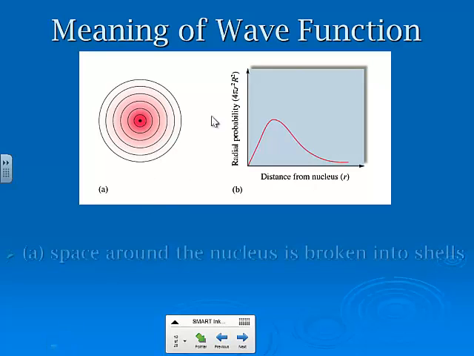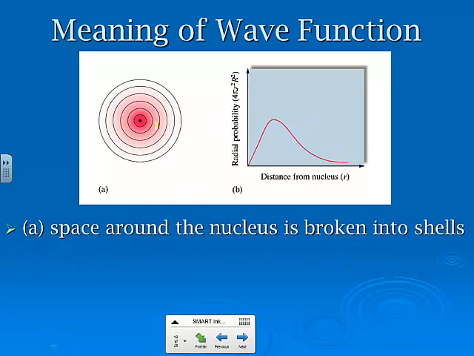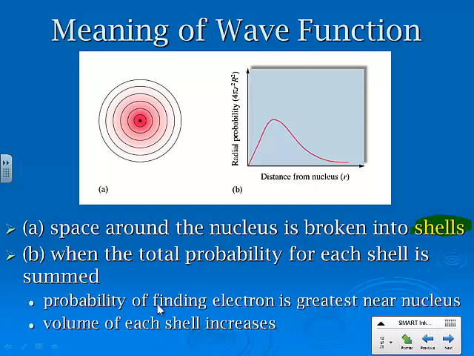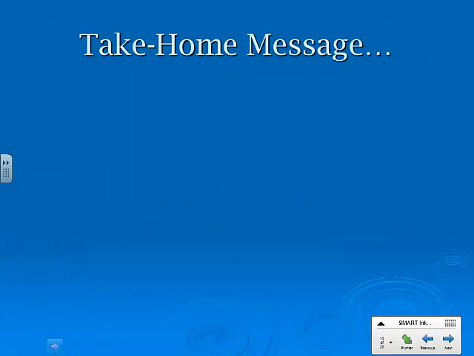Now, our meaning of the wave function, if we take this and we put it on an axis, the space around the nucleus is broken into shells. That's how we do it because it's what we understand the most. When the total probability for each shell is summed up, the probability of finding the electron is greatest near the nucleus, and the volume of the shell will increase. And so, just a couple of other ways that we look at each thing.